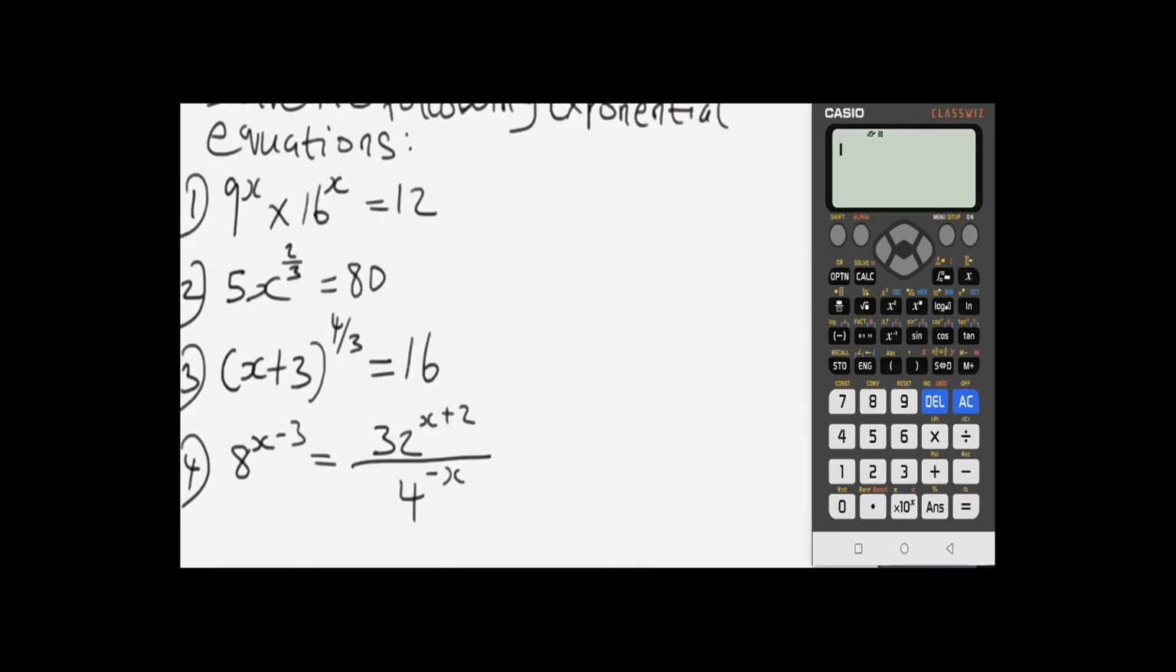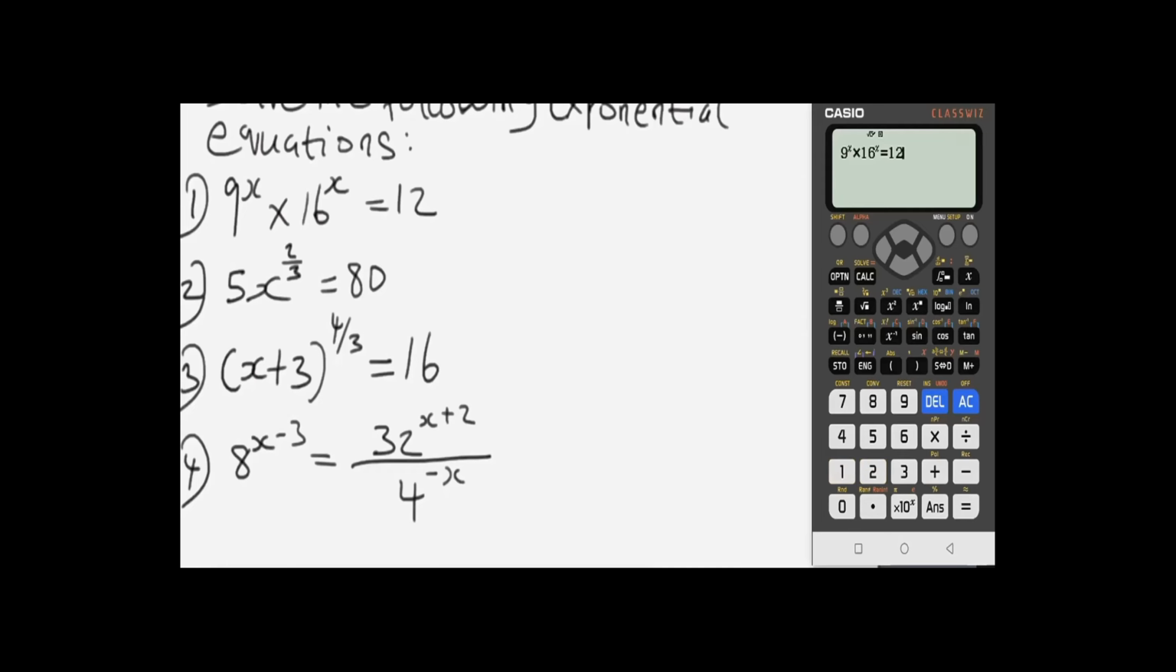It says we have 9 to the power of x times 16 to the power of x equals 12. So let's input these values on this calculator. We have 9 to the power, make use of this power function x to bring out x, press alpha and this button, you come down, alright, times 16 to the power x, alpha and this button, you come down. So to bring out the equality sign, press alpha and this calc button, equals what? 12. So we're good to go.